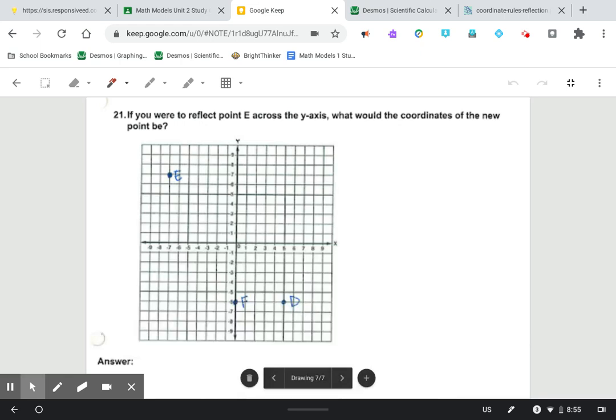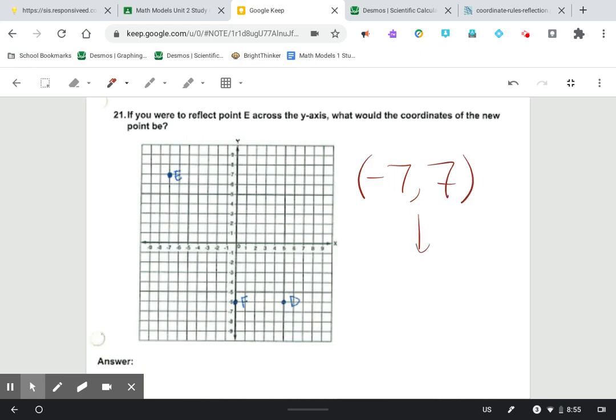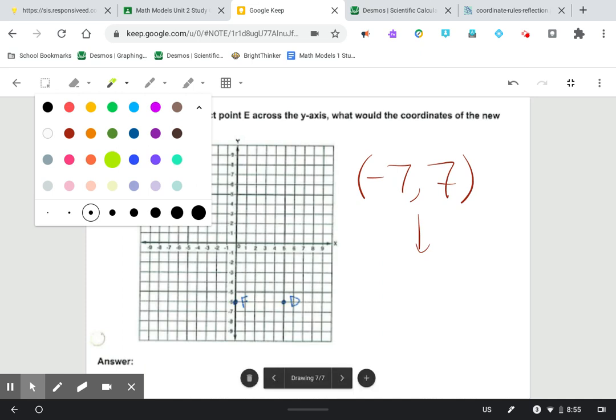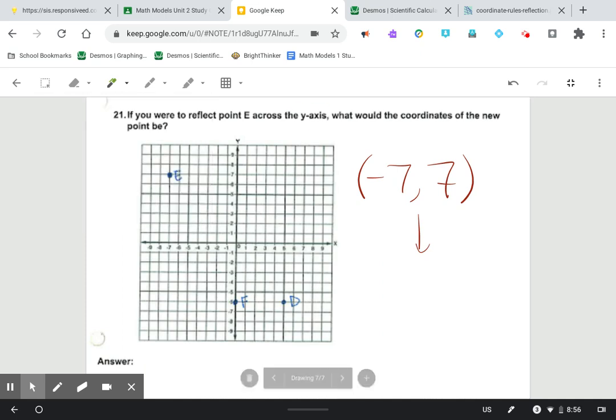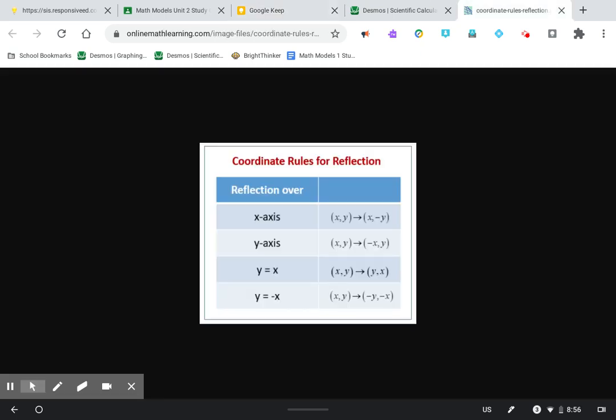All right, point E now. Point E was -7, 7. And we're going to change it by reflecting it across the y-axis. Okay, so let's hop over here. Y-axis tells me to do a negative on the x, but leave the y alone. So we hop back over.